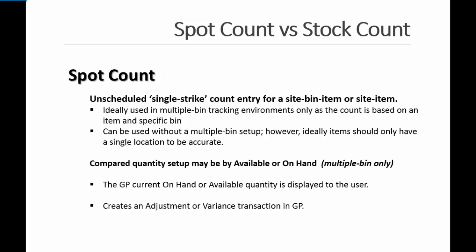A spot count is designed to complete a quick count for a single item based on a specific location. Although initially designed for multiple bin tracking, if your parts and items have a specific single stock location for each site, it can also be used in that environment as well without the multiple bin setup. Let's take a quick walkthrough on the handheld of a spot count.